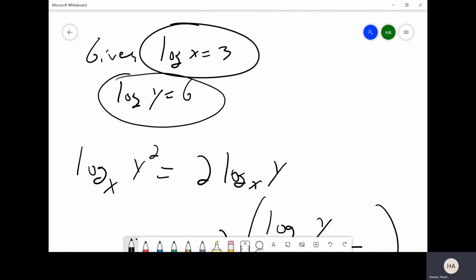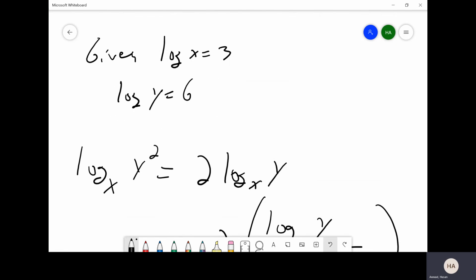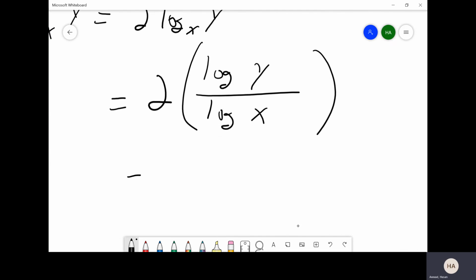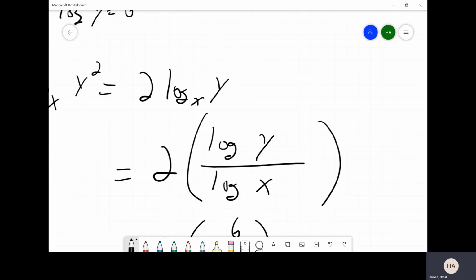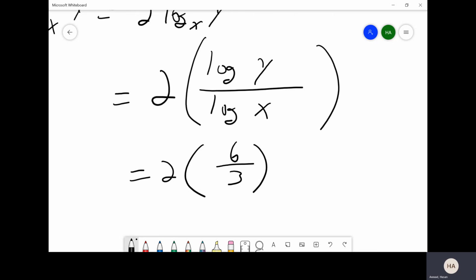And now we can just directly substitute in, right? We know what log of x is. We know what log of y is. So substituting in, this should give us 2 times 6 over 3, right? Log of y is equal to 6. Log of x is equal to 3. So with that being said, we have 6 over 3, which gives us 2. We still have the 2 out front, so we should get 4 back. And that should be your final answer after evaluating.